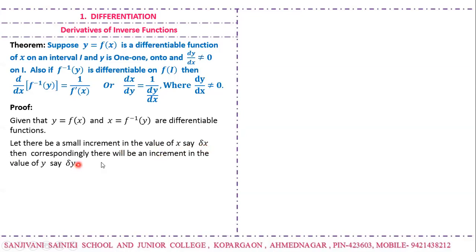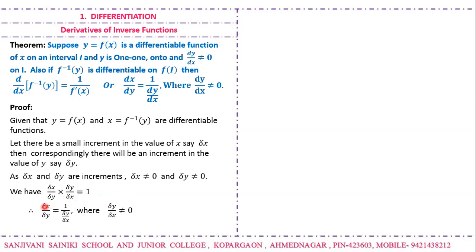Then correspondingly there will be an increment in the value of y, say delta y. As delta x and delta y are increments, they are not equal to 0. None of them is 0. So we will consider the product of the two incremental ratios, delta x by delta y into delta y by delta x. They are non-zero, so they will cancel each other and I will get 1. So delta x by delta y is equal to 1 upon delta y by delta x, where delta y by delta x is not equal to 0.